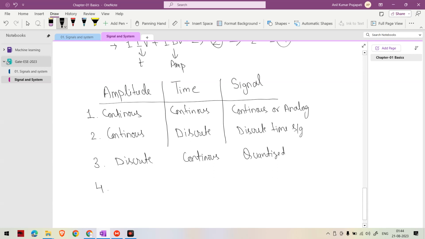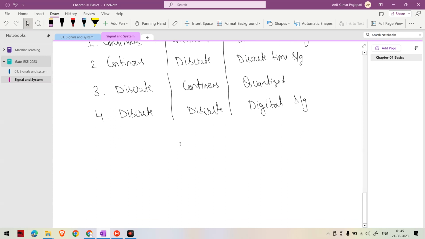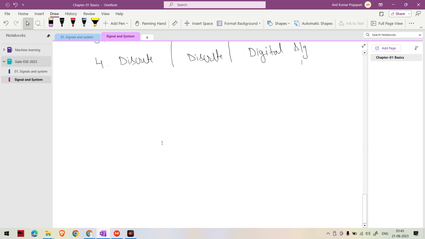Another type is where this is discrete and this is also discrete. Can you guess the type of the signal? Yes, sure, it is a digital signal. So these are the four types of signals possible with these two combinations. Now we will discuss each one of them in detail. Let's first start with the continuous time signal.